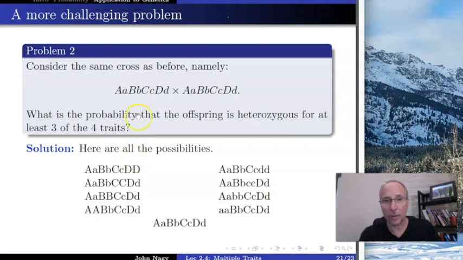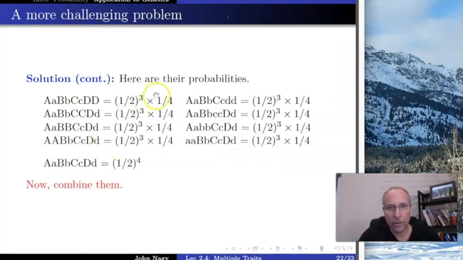So what's the probability of this? Big D. Well, again, now we're saying big D, little d, cross big D, little d. What's the probability that gives you big D? And that then is going to be 1/4. That comes from the Punnett square. So the probability of this is 1/2 times 1/2 times 1/2 times 1/4. Now I'm going to write that more succinctly by saying it's 1/2 to the third power times 1/4. So we write that out and we get 1/2 to the third power times 1/4 for that solution.